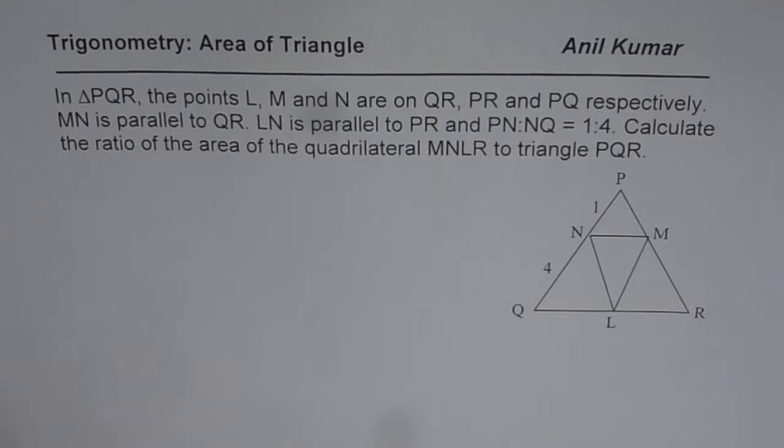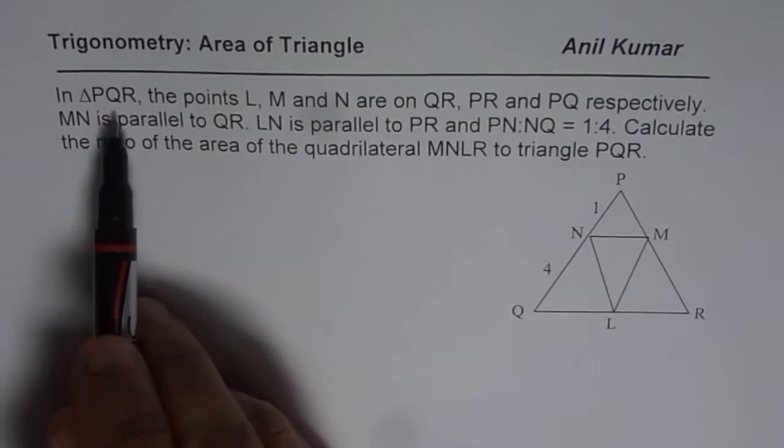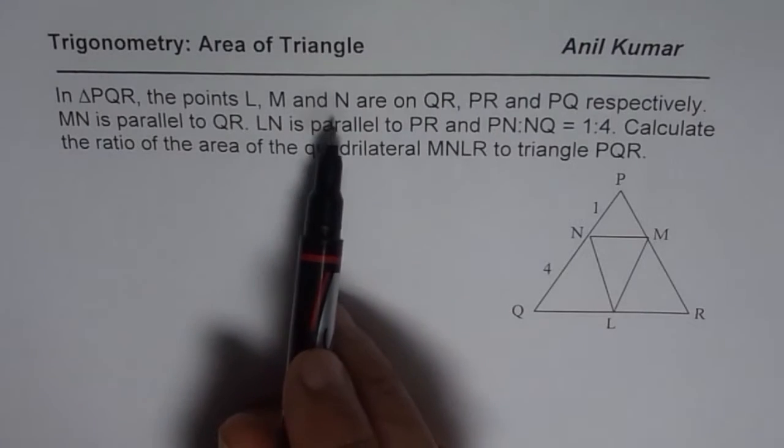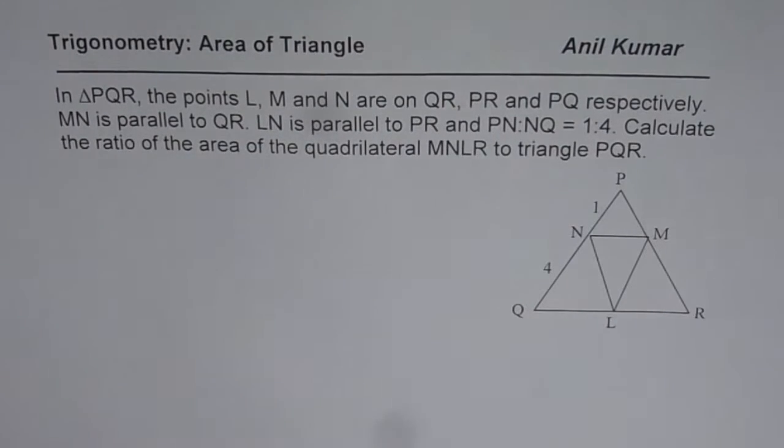The question here is, in triangle PQR, the points L, M and N are on QR, PR and PQ respectively. MN is parallel to QR, LN is parallel to PR, and the ratio of PN to NQ is 1:4. Calculate the ratio of the area of the quadrilateral MNLR to the triangle PQR.